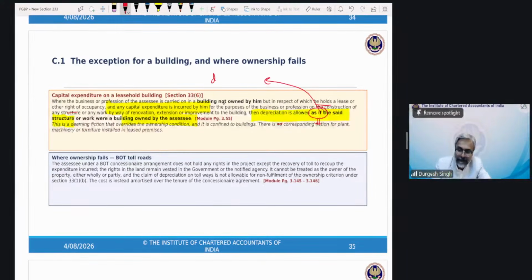So if somebody asks you, do we have a concept of deemed owner under the head of depreciation? This is a concept. Why? He is actually a lessee of the building, even though he may have incurred the cost of construction of the building. The fact is that the building is attached to leasehold land. What happens in this case?